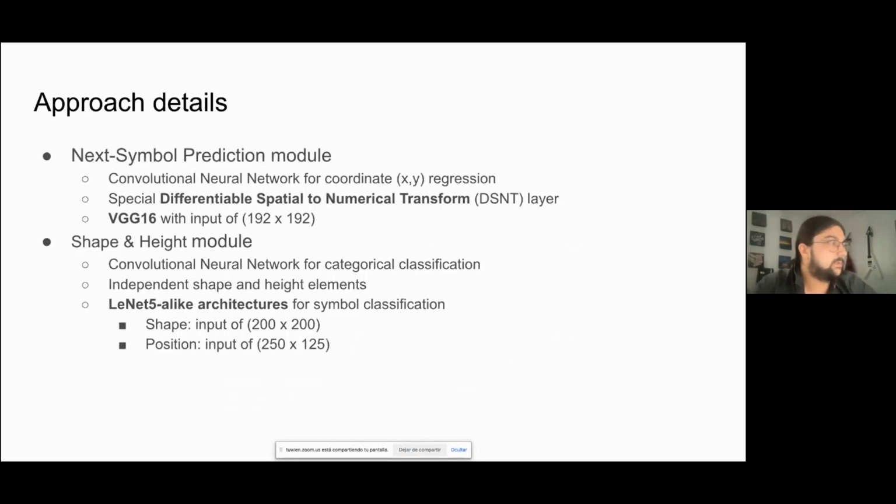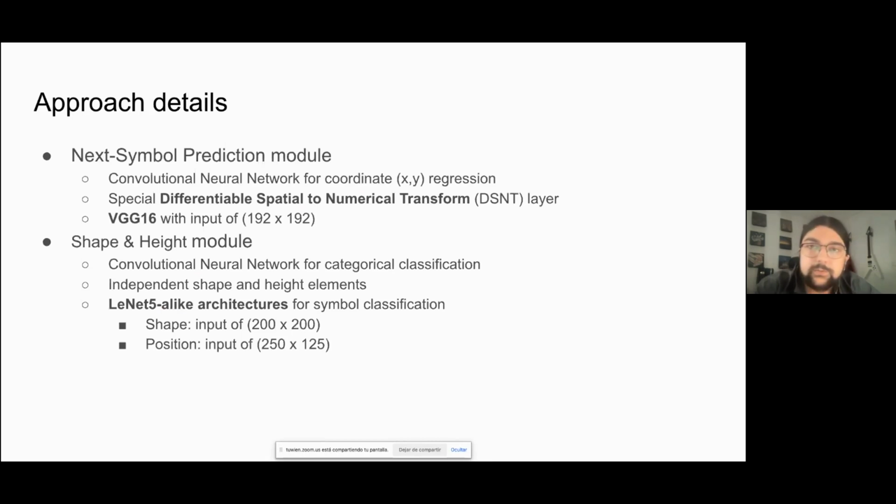Okay, so giving some details about the approach, the next symbol prediction module is a convolutional neural network that predicts a regression of two coordinates, x and y, with the output of the differentiable spatial to numerical transform, the DSNT activation, which has been demonstrated to perform well in location regression tasks. We trained it with a VGG16 network with inputs of 192 by 192.